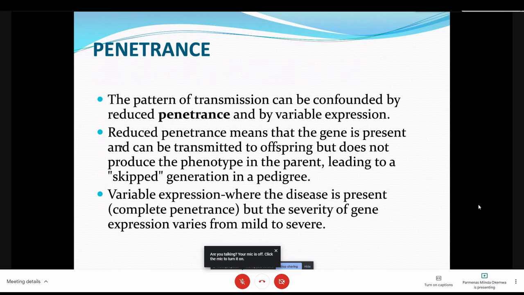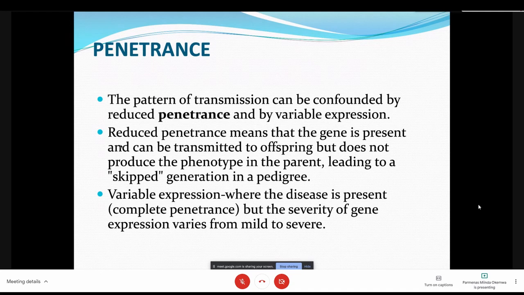The other things that we are going to see in genetic disorders are penetrance, meaning there are those people who get mutations but don't show, and this is due to penetrance. Reduced penetrance means that the gene is present and can be transmitted to offspring, but does not produce the phenotype in the parent, leading to what is referred to as skip generation in a pedigree. So you may have people who have the mutations, but because of reduced penetrance, the offspring don't manifest disease.